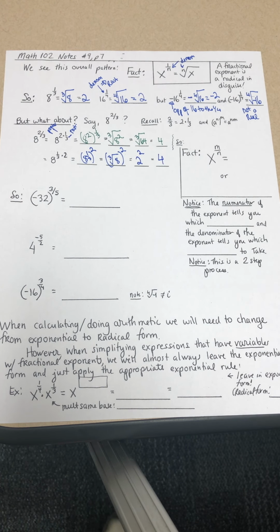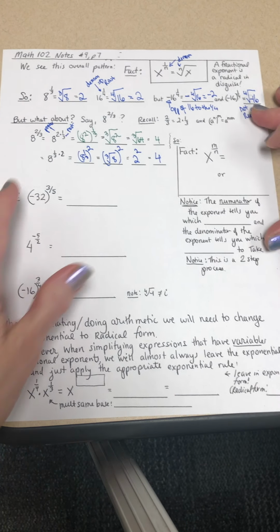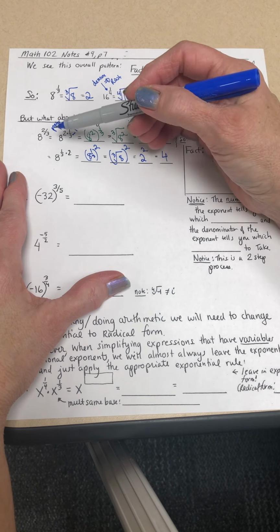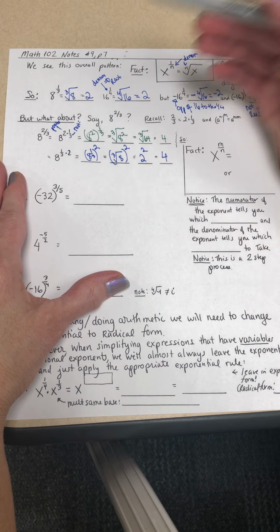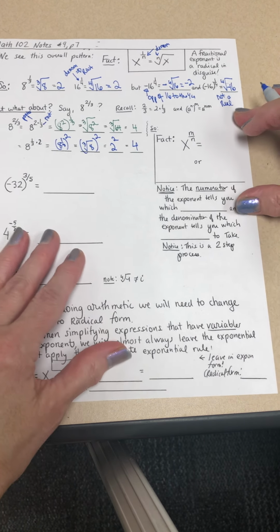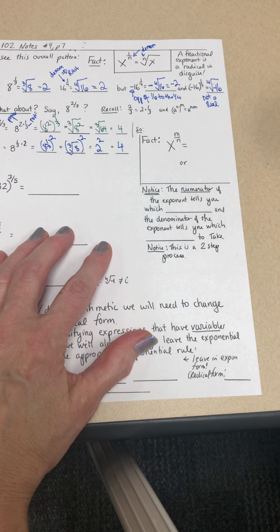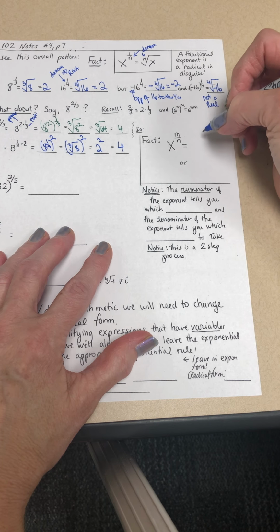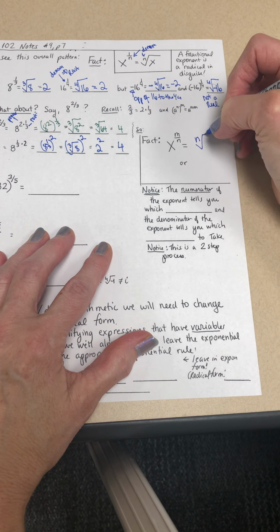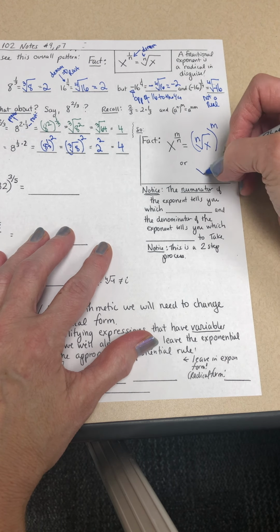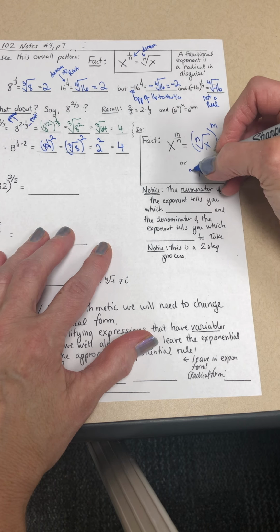So what you want to notice here is a fractional exponent is essentially a 2-stepper. The numerator tells you the power, the denominator tells you the root. So we'll put this over in the fact box over here. X raised to the m over n is the nth root of x. You can do the radical first, raised to the nth power, or you can do the power first and then take the nth root.